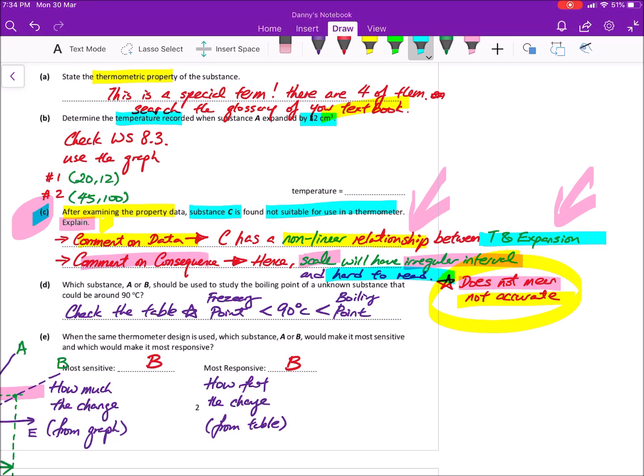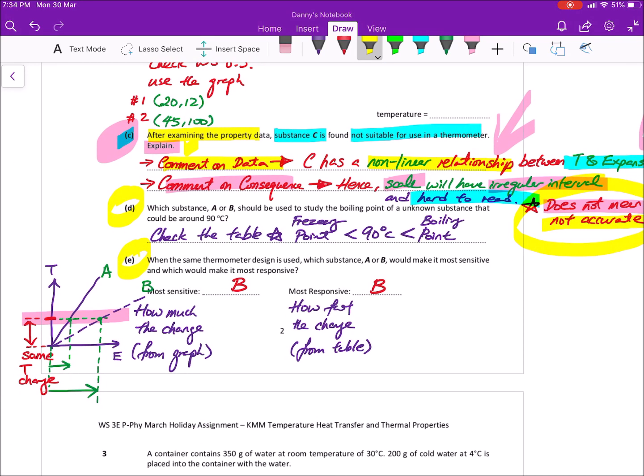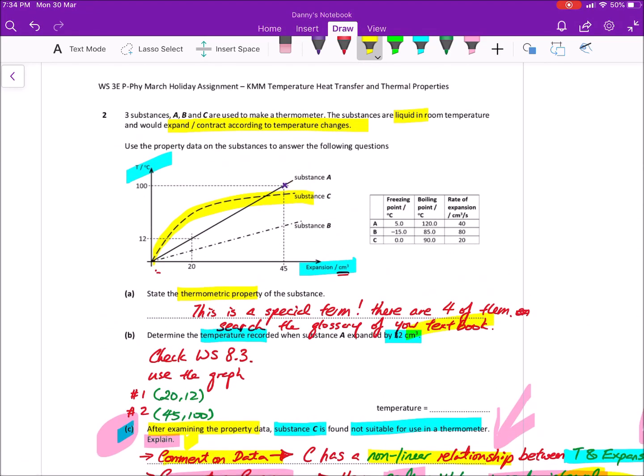Okay, for your part D, most of you got it correct, but for your part E, many of you got it wrong. So I have shown you an analogy about sensitivity. Sensitive means how much change you can observe per unit degree C change. Now if you remember that, then let's look at your graph. For this graph, you will see that here on the y-axis is your temperature change, and here on the x-axis is the observable change that you can see, and you are going to compare A versus B.